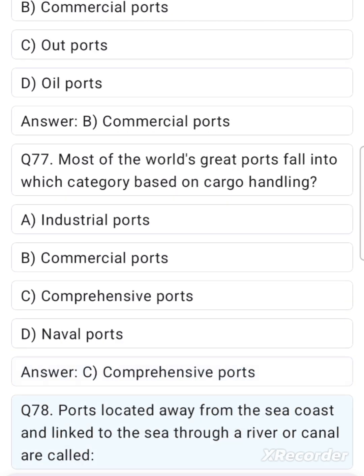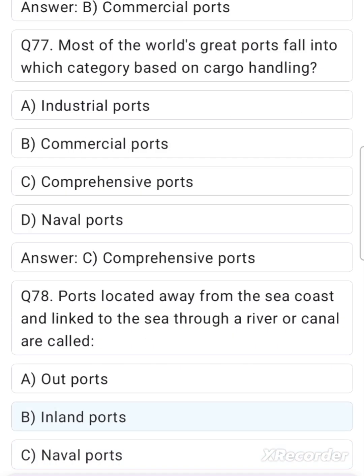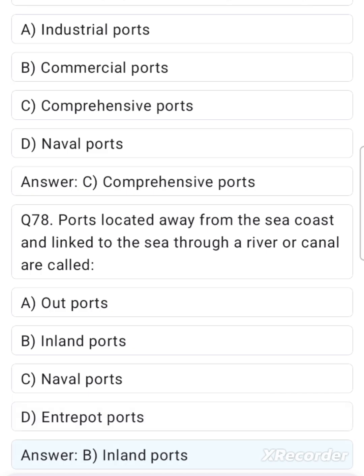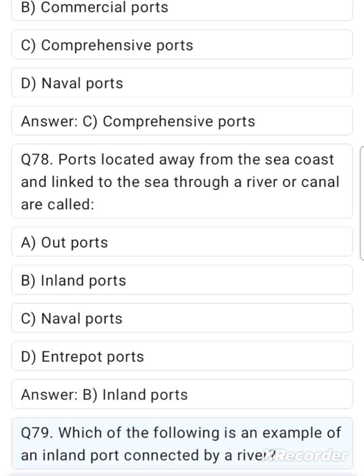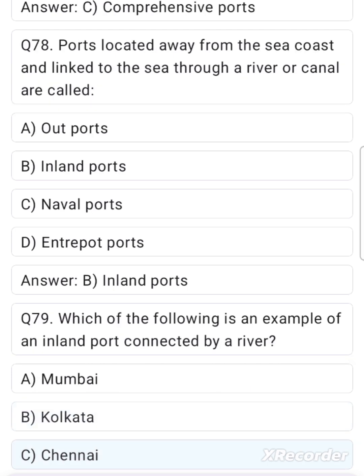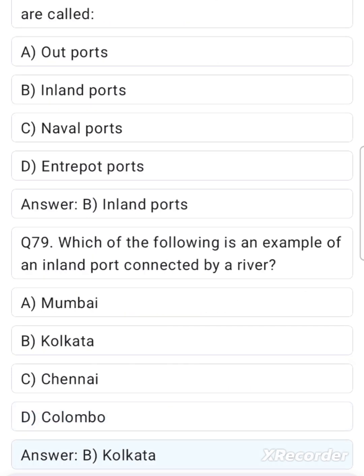Q78. Ports located away from the sea coast and linked to the sea through a river or canal are called: A. Outports. B. Inland ports. C. Naval ports. D. Entrepot ports. Answer: B. Inland ports. Q79. Which of the following is an example of an inland port connected by a river? A. Mumbai. B. Kolkata. C. Chennai. D. Colombo. Answer: B.